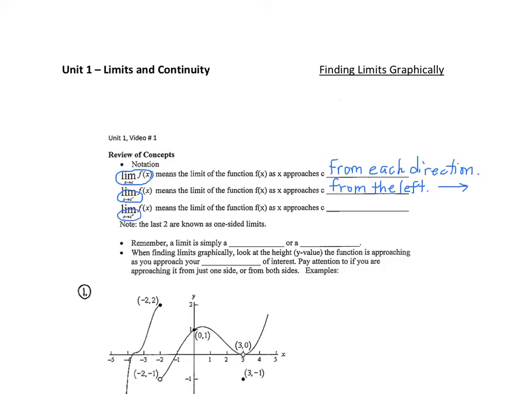And finally, if you see a little plus after the c, that means we are approaching it from the right. So if we are approaching our x value of interest from the right, we're actually moving to the left on the function. Now these last two are known as one-sided limits because we're approaching our x value of interest from one side only.